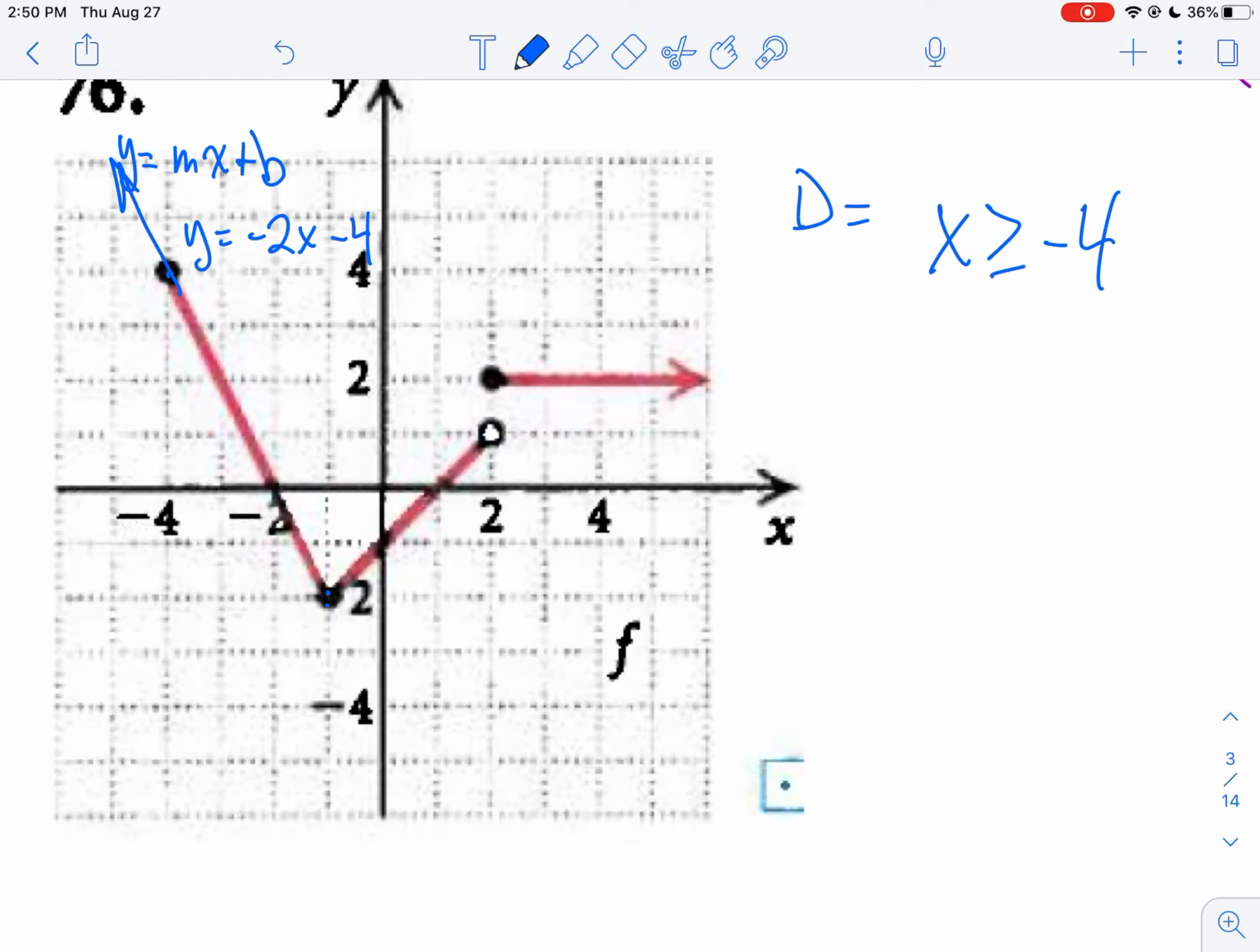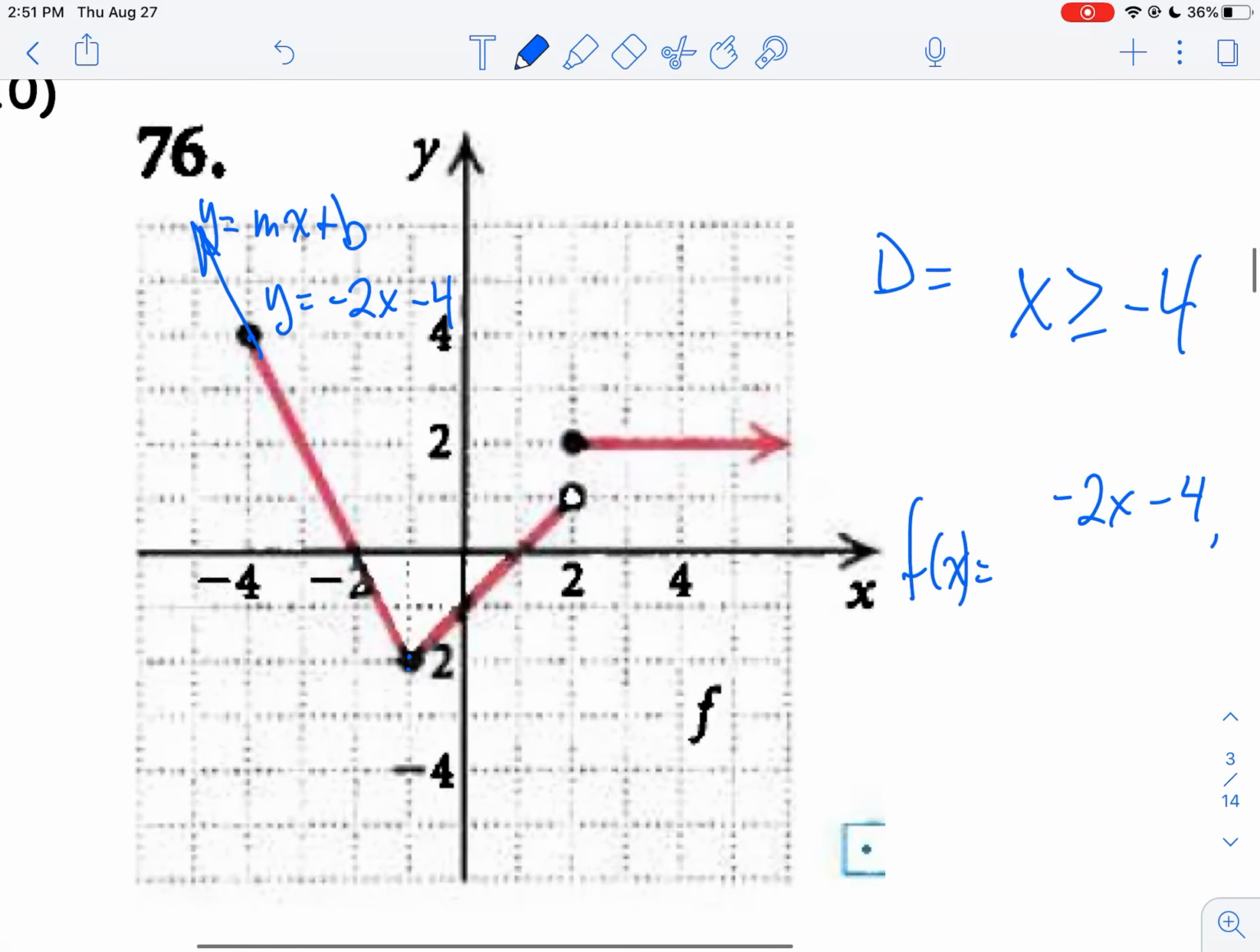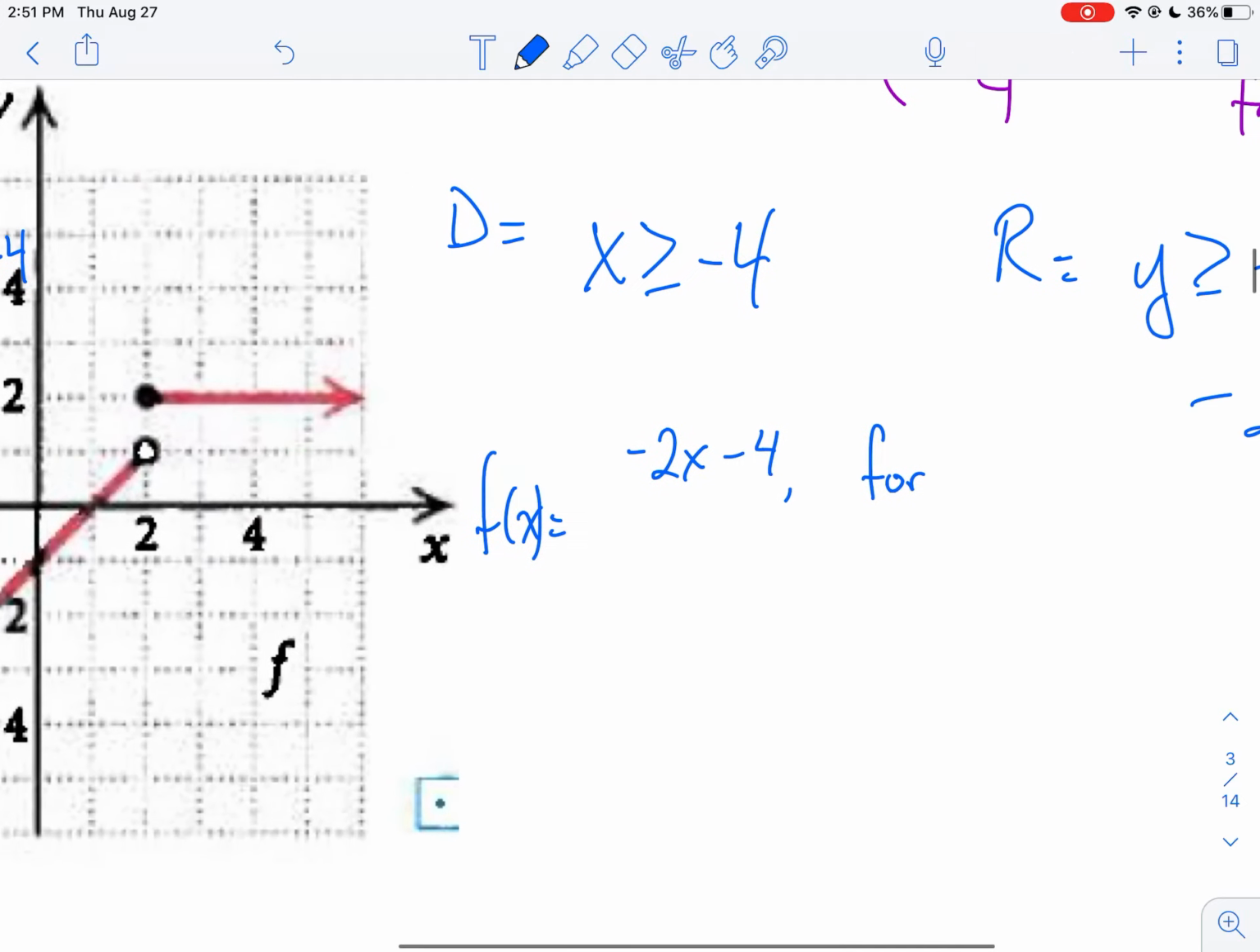So if I'm going to write my function, f of x equals negative 2x minus 4. For which x values? For x's between negative 4 and 2. So I'm going to put negative 4 is less than or equal to x, x is less than 2.